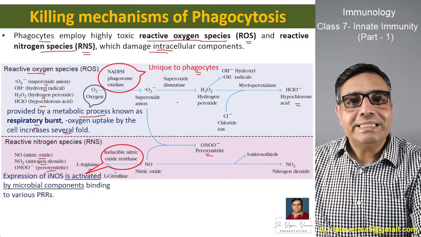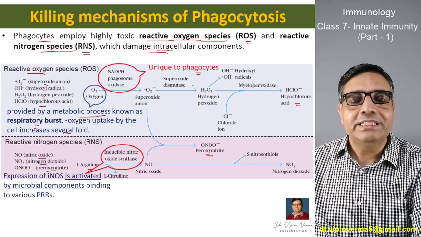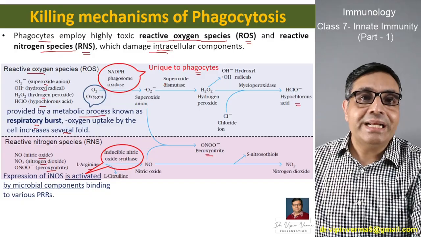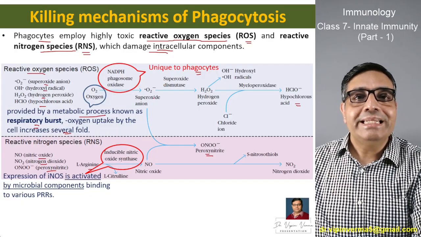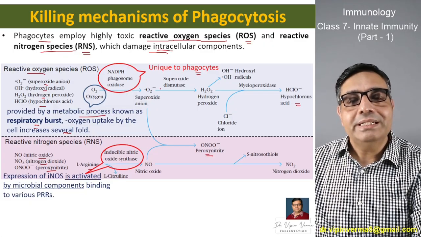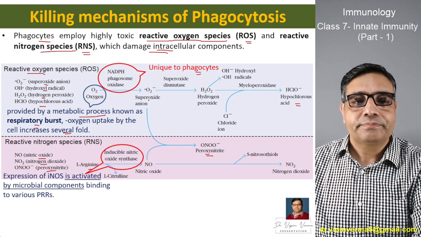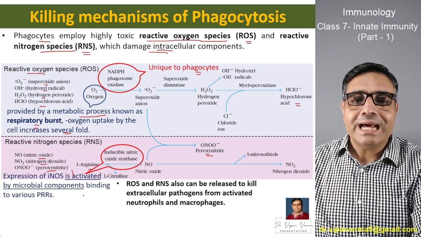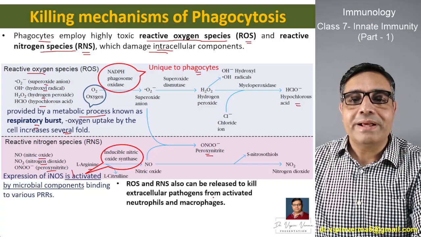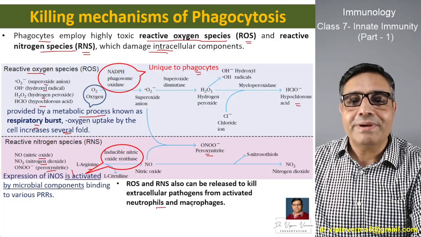So you can see there are so many reactive nitrogen species and reactive oxygen species which are generated during this process, and they are highly toxic to the pathogen, killing the pathogen inside the cell. So ROS and RNS also can be released to kill extracellular pathogens from activated neutrophils and macrophages.